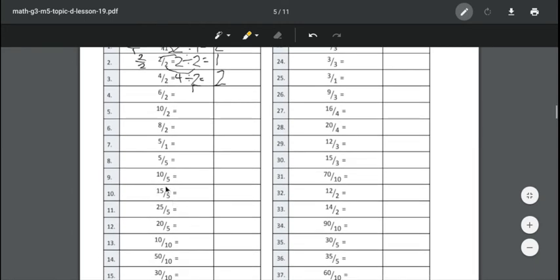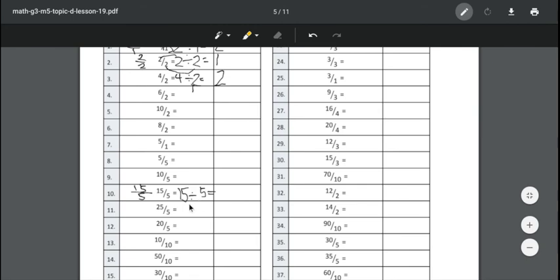Let's do this one. Number 10. 15 over 5. That's the same as 15 on the top and 5 on the bottom. So it's 15 is now our dividend. It's the number we're dividing, divided by 5, our denominator. That's now our divisor. That's what we're dividing by.